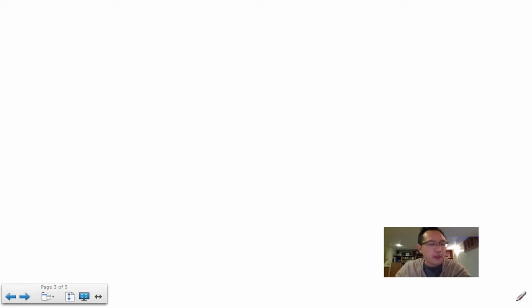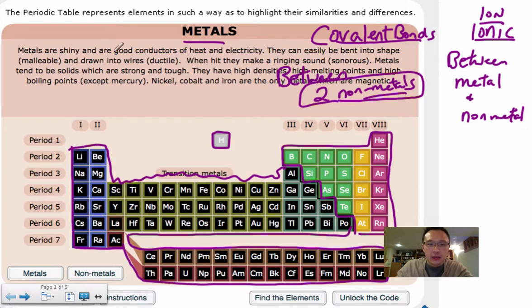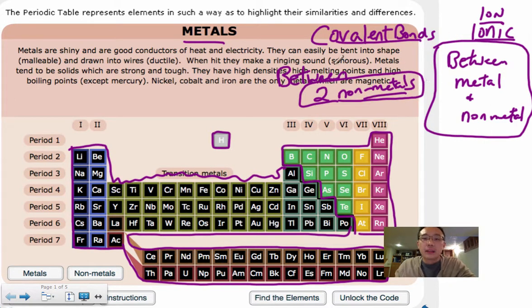So this is going to be a pretty quick video on just naming ionic bonds, because naming ionic bonds is actually quite simple, and there's not much to it. Just to recap, ionic bonds are between a metal and a nonmetal. If you watched my previous video on covalent bonds, covalent bonds are between two nonmetals, and ionic bonds are between a metal and a nonmetal.